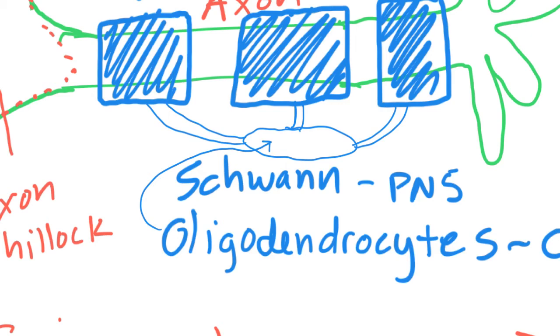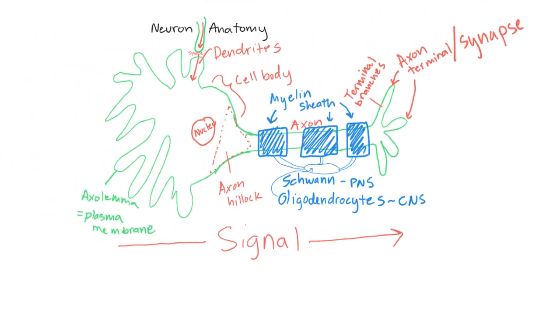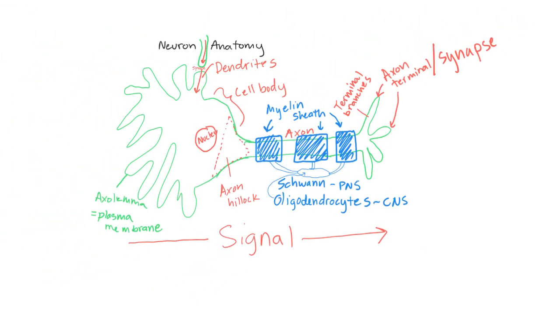Yes? You've drawn it where one oligodendrocyte makes multiple sections of this sheath. Will they also cover more than just the one axon? Will they get other axons? They could, yeah. If there's lots of little axons in one area, it doesn't really differentiate one cell from the next. It just grabs on, yeah.